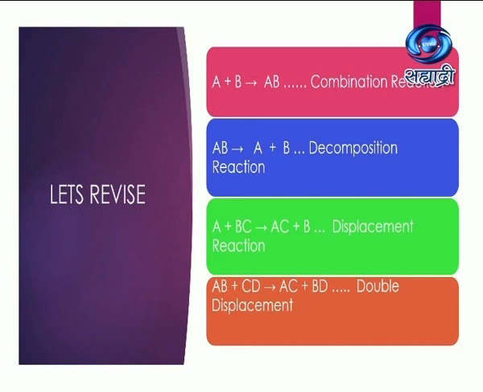And the last reaction that we studied was AB plus CD. It gives AC plus BD, which is a double displacement reaction. Here, A is getting attached to C and B is getting attached to D. So this is how two reactants have moved from their place, and so we call this a double displacement reaction.